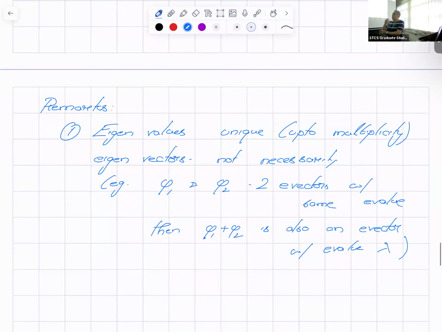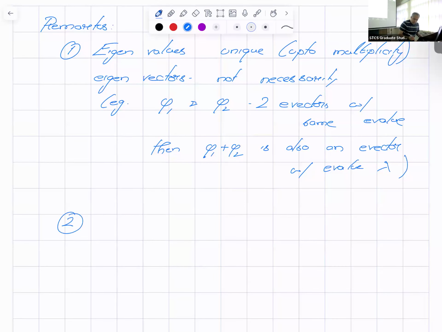Notice first the eigenvectors can't be unique. If phi is an eigenvector, you scale it, that's also an eigenvector. Just scale it by a fixed scalar, it will also be an eigenvector. But eigenvalues are unique. As a multi-set, they are unique for this one.